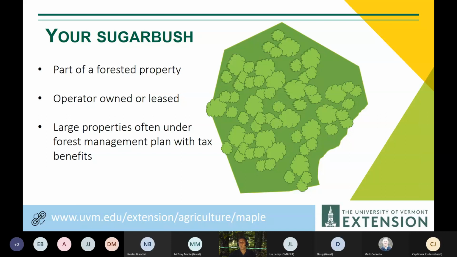Larger properties will often be enrolled in some sort of tax abatement program. In Vermont, it's the Use Value Appraisal or Current Use program. Other states have similar programs. A lot of times, part of the requirement is that there's active management that's based on a forest management plan that a professional forester has written or at least signed off on. So if that property is yours, you already have a forest management plan, you will often already have this information about the property and the stands.